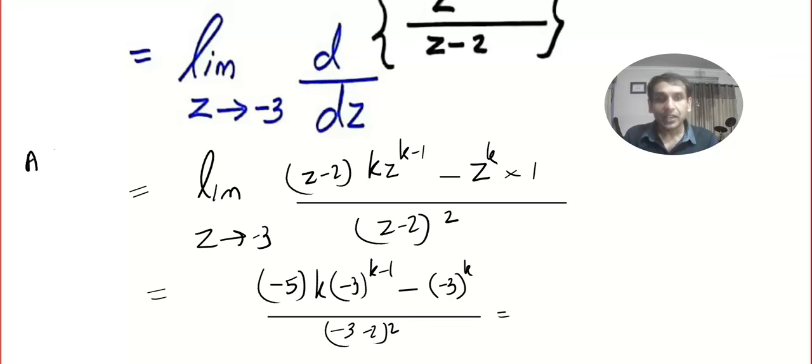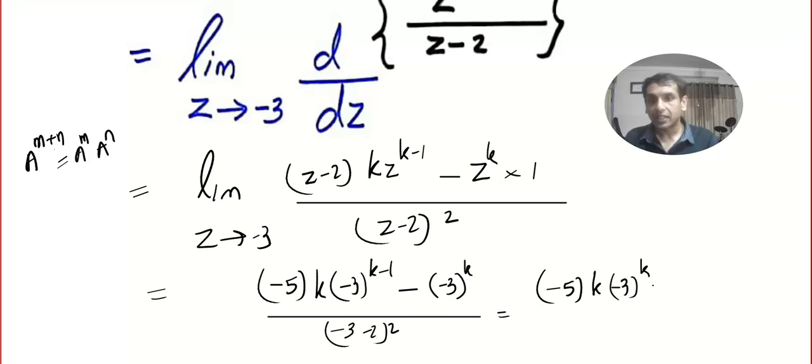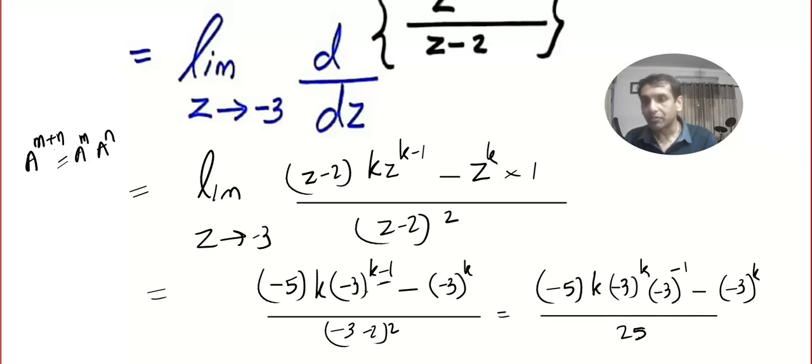By the way, do you remember a power m plus n is a power m times a power n. So I am going to get this as minus 5 multiplied by k minus 3 the whole power k multiplied by minus 3 minus minus 3 the whole power k. I hope it's not confusing you. And here k minus 1, so I have to put minus 1 here, divided by 25.